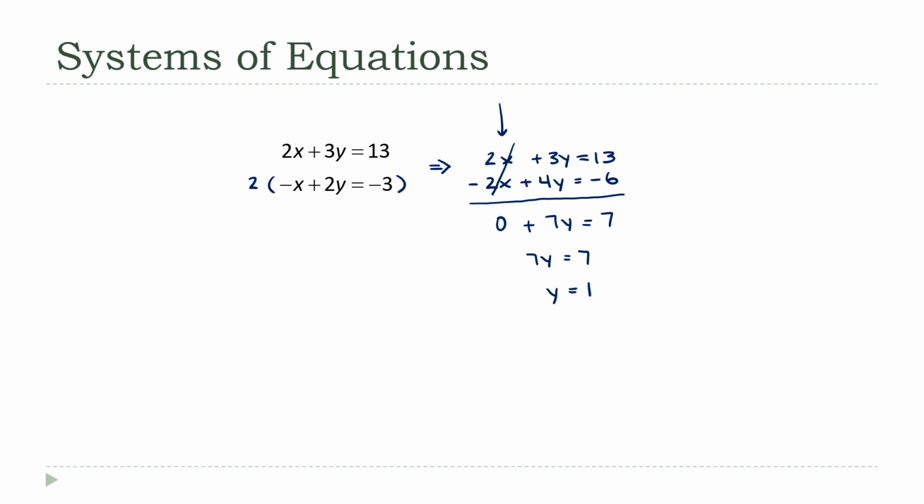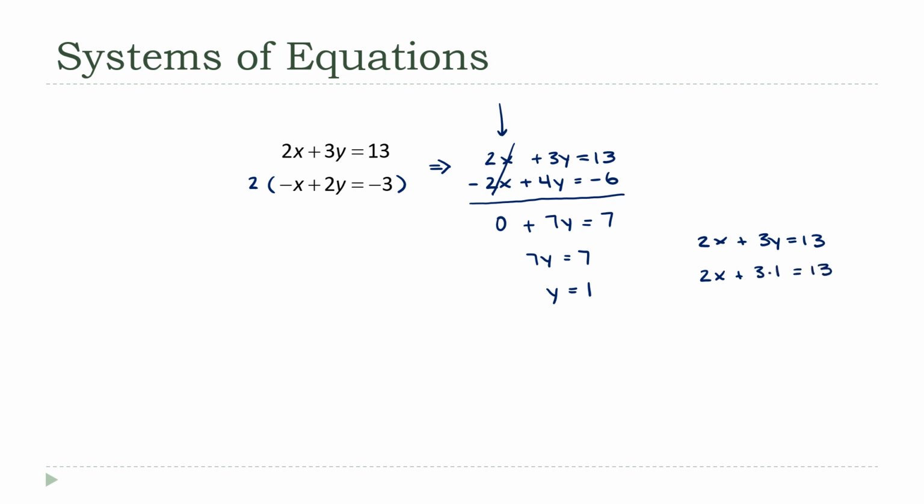Now I have to pick one of the two original equations. Doesn't matter which. I'll take 2x plus 3y equals 13, for no other reason than it's the first one. I'll put 1 in there for y. 2x plus 3 times 1 equals 13.